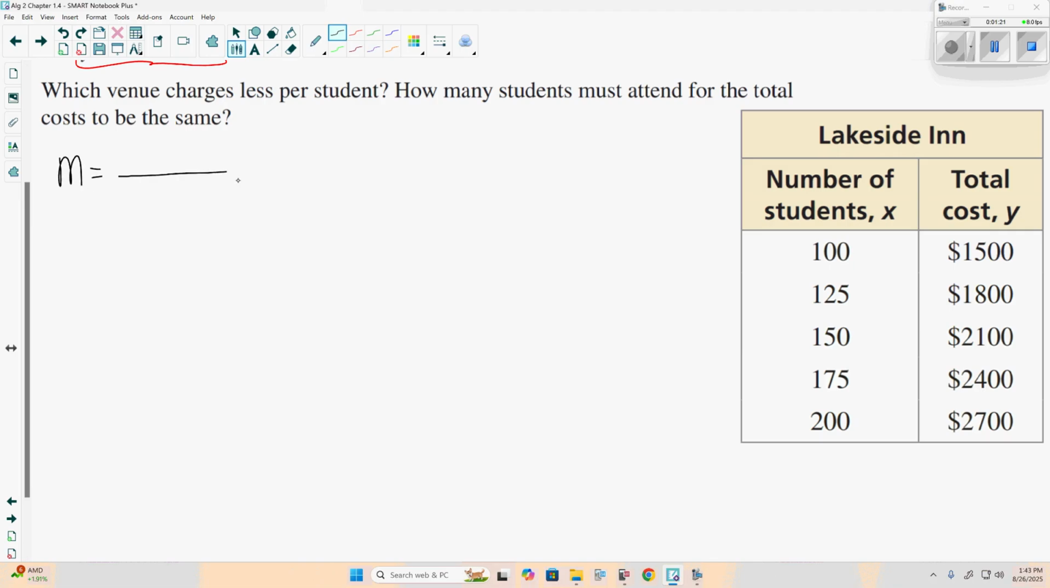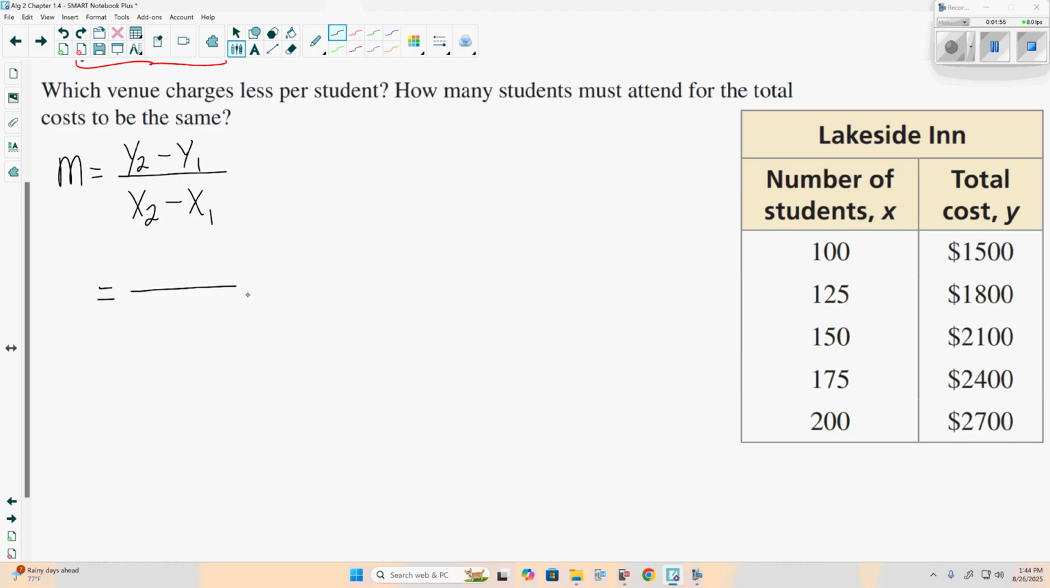So for Lakeside Inn, we're going to need to find the slope. Because if we find the change, the amount of change per student compared to the total cost, or the total cost compared to the number of students, if we find that change, we'll find the total cost per student. We're finding this change in Y over the change in X. Give me one of the Y values. Pick one of them.